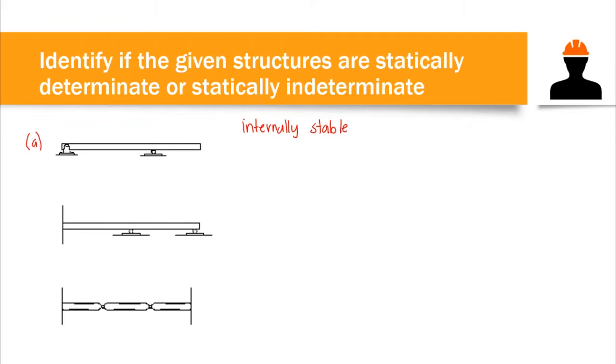Since that is an internally stable structure, we have to determine the number of reactions. Again, this has a hinge and a roller. If we draw the free body diagram, we would have this. At the hinge support, we have two reactions, let's say Ry and Rx. At the roller support, we have only one reaction, the vertical reaction, let's say Ry. So in this case, the number of reactions is 3, correct?